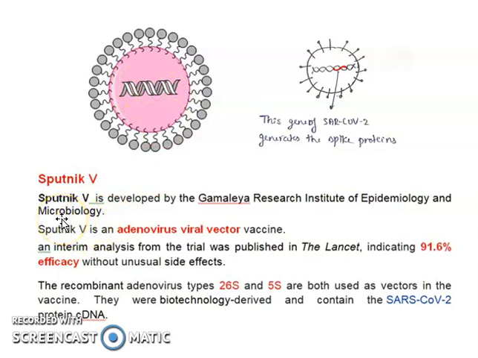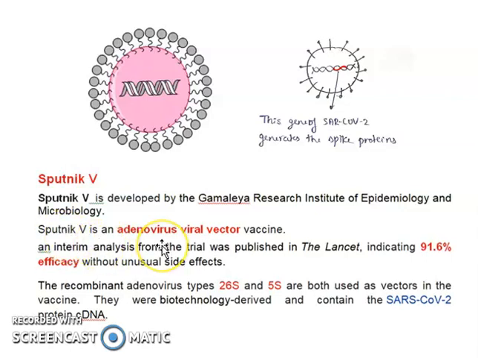Sputnik-V was developed by a Russian institute. This was probably the first vaccine that came to the market. It got approved in August 2020. It wasn't formally approved, but the Russian government gave permission for the general public to get it.